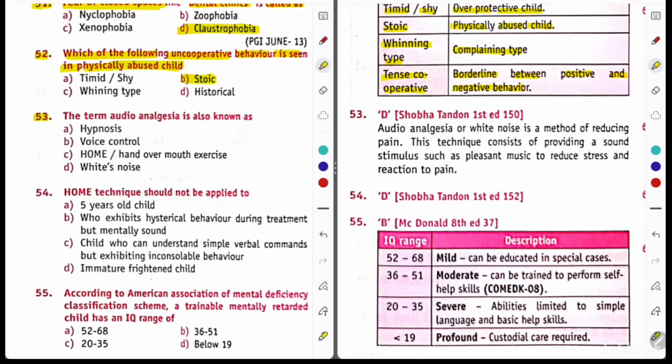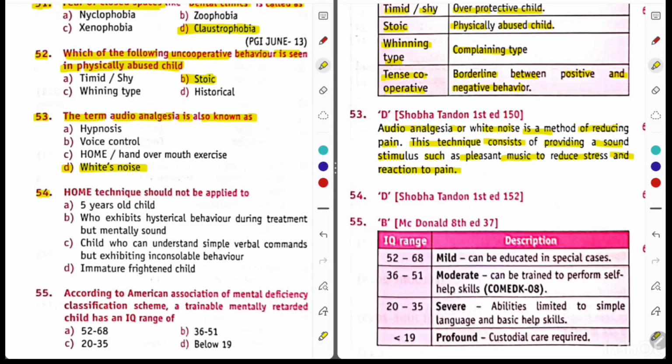Now question 53. The term audio analgesia is also known as. So the answer is option D, white noise. The term audio analgesia is also known as white noise. Audio analgesia or white noise is a method of reducing pain. This technique consists of providing a sound stimulus such as pleasant music to reduce stress and reaction to pain.